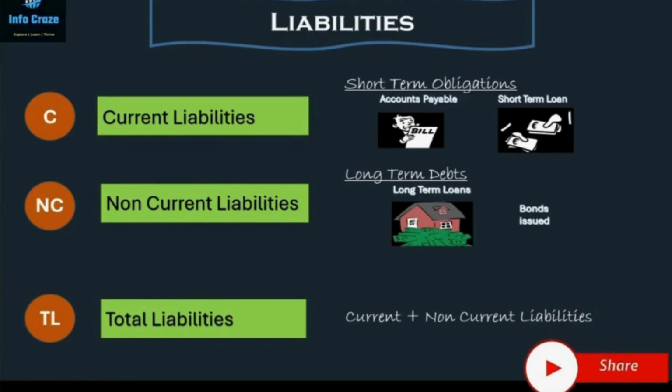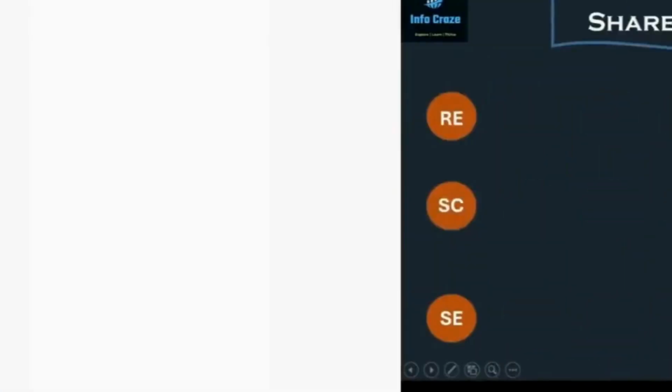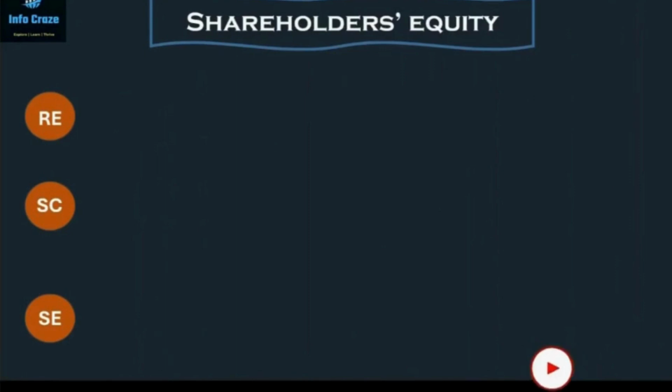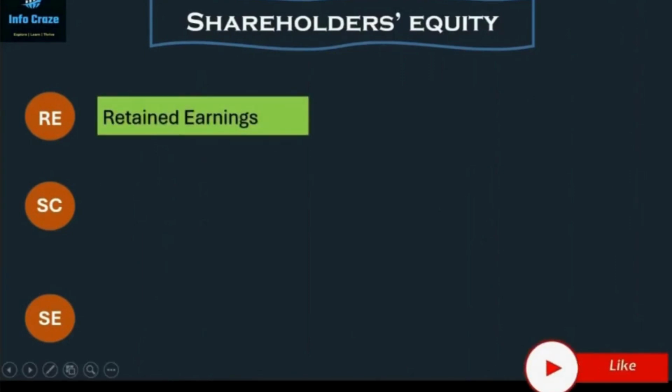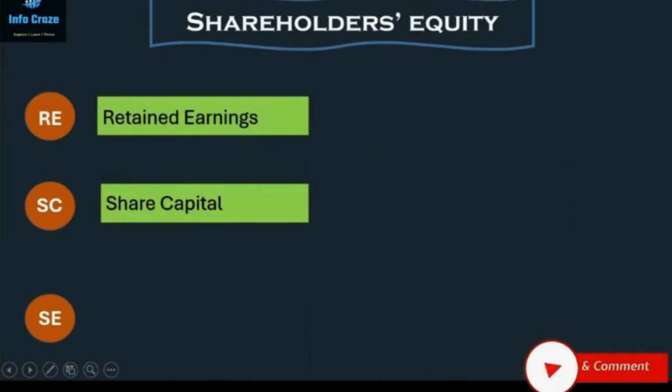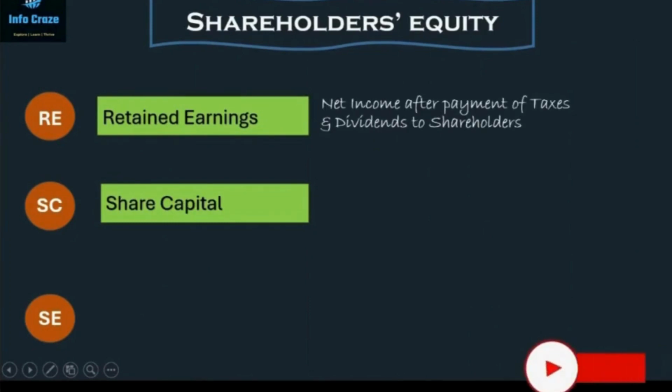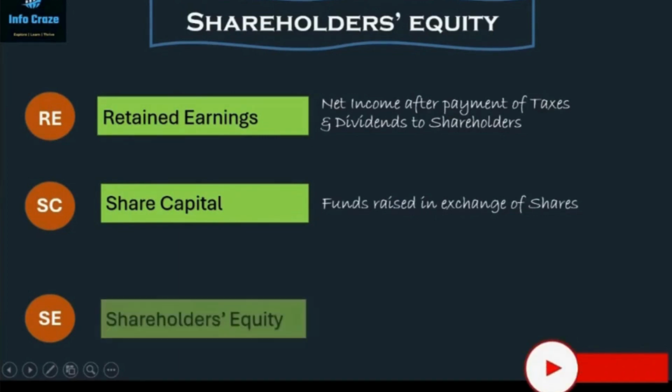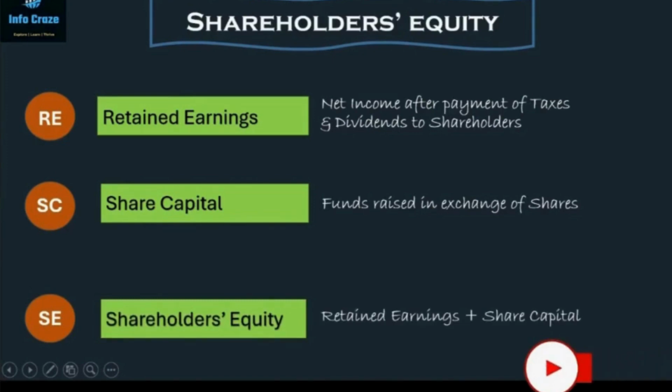So we have understood assets, we have understood the liabilities. Now we will discuss shareholders' equity. Shareholders' equity consists of retained earnings and share capital. What is retained earning? It is the net income after payment of taxes and dividends to shareholders. And the share capital is the funds raised in exchange of shares. Sum of these two is called the shareholders' equity.